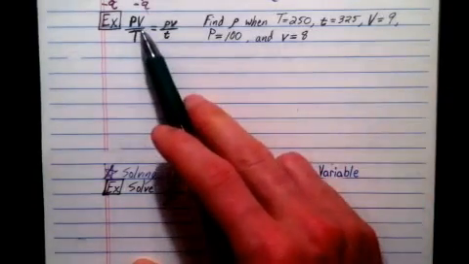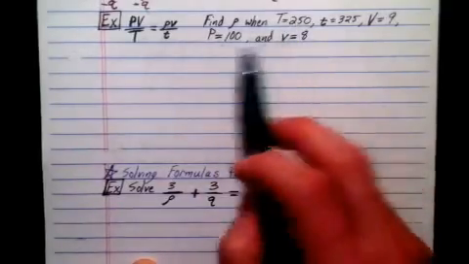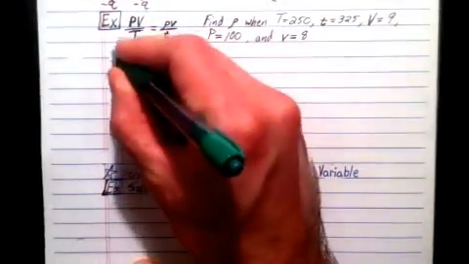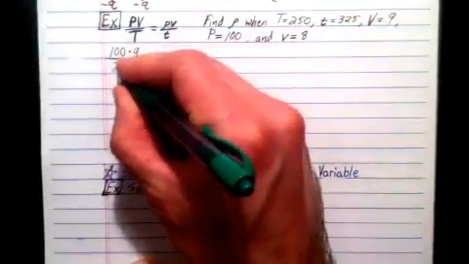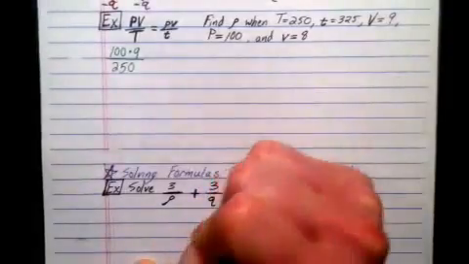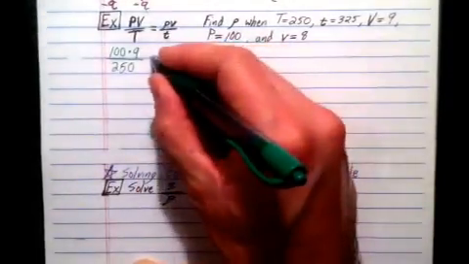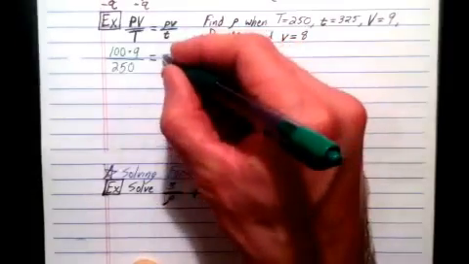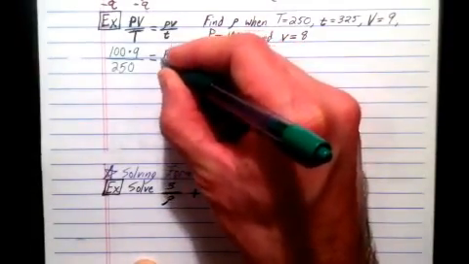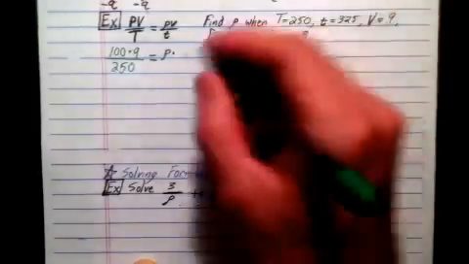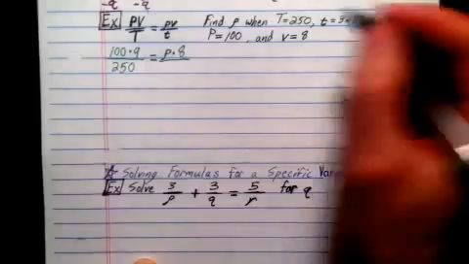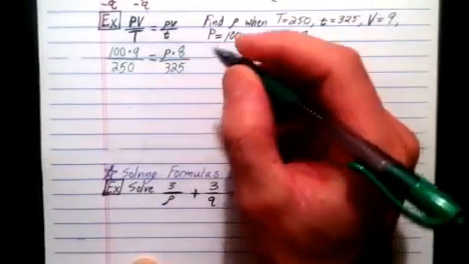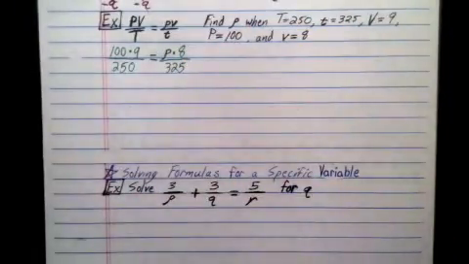So capital P times V, which is 100 times 9, over capital T, which is 250. That's going to equal this lowercase p. We don't know that, so I have to keep it, times lowercase v, which is 8, all over lowercase t, which is 325. Alright, so there's the problem now that we plugged everything in.